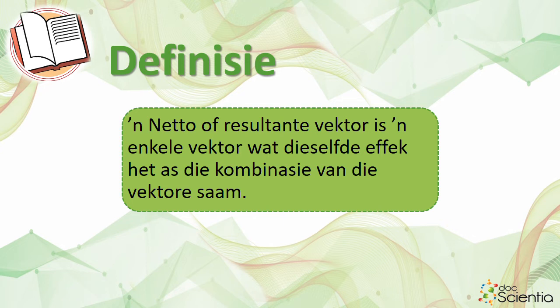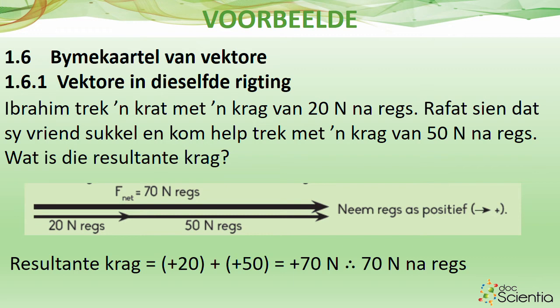And that we represent like this. Wanneer hulle by mekaar getrek word, so hulle sê vir jou, Ibrahim trek 'n krat met 'n krag van 20 newton na regs. He's pulling it, this one is his force. 20 newtons to the right. Rafat sien dat sy vriend sukkel en hy kom help hom. And he also pulls it to the right. It won't help if he tries to help him and pulls in the opposite direction.